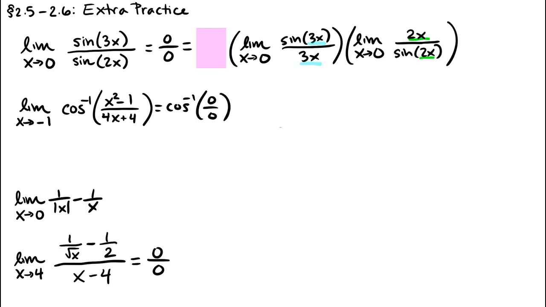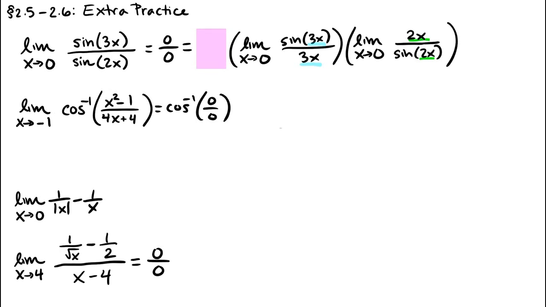Each of these limits then is going to go to 1, but their product isn't exactly what we have on the left. What needs to go there in the pink box to make these equal? What we need is a 3 halves. So when we take the limit of each piece here, we're going to get 3 halves times 1 times 1.